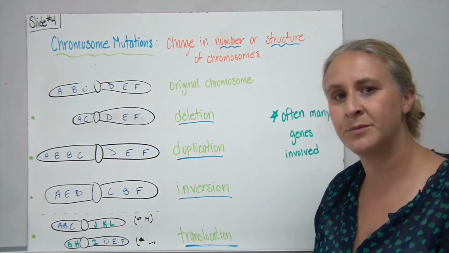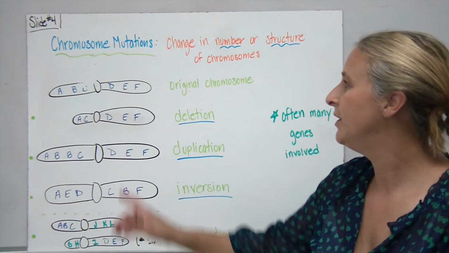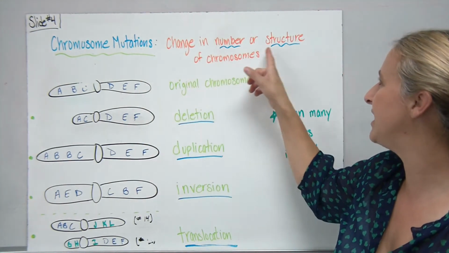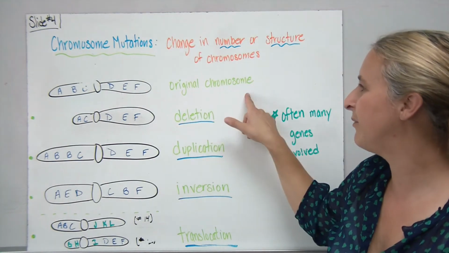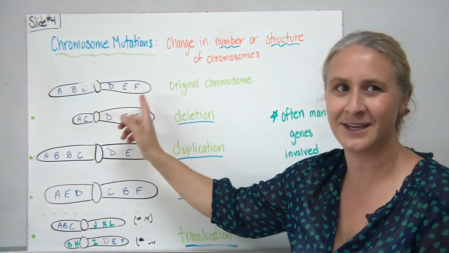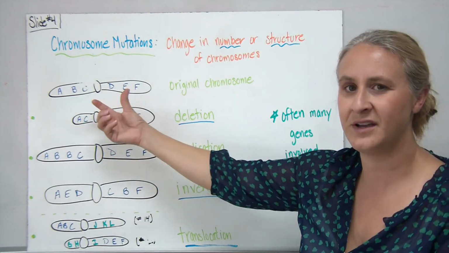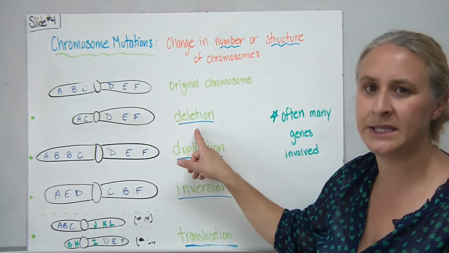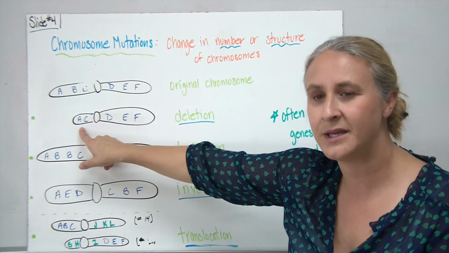There are also chromosome mutations. So instead of at the individual gene level, we can also have a mutation on an entire chromosome. So it's a change in the number or structure of chromosomes. So if we have our original chromosome that looks like this, we have genes A, B, C, and D, E, F on either end of the chromosome with the centromere here. We could delete an entire section of the chromosome, and we might be missing gene B here.